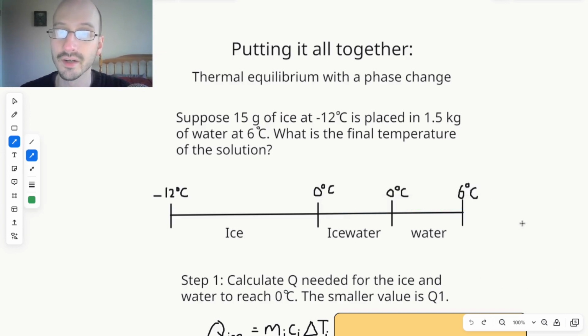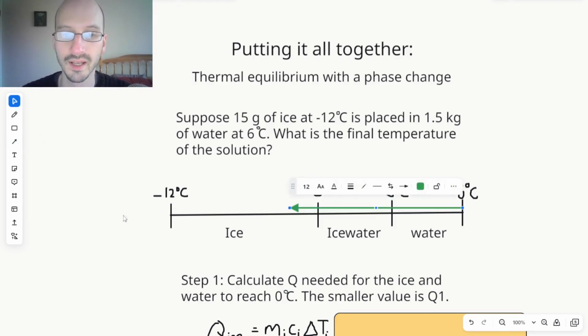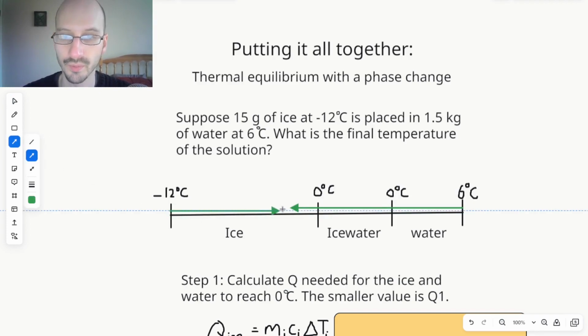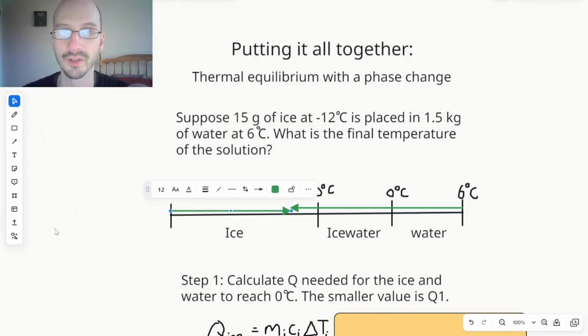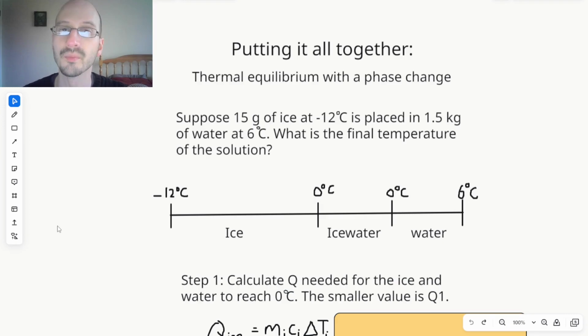And the last scenario is the reverse of what we just talked about. The water cools down to freezing, it freezes all the way, and then it continues to cool down more as the ice rises from -12 toward the water and meets the ice that used to be water somewhere in the middle. So to solve this problem, we have to start ruling out these scenarios.